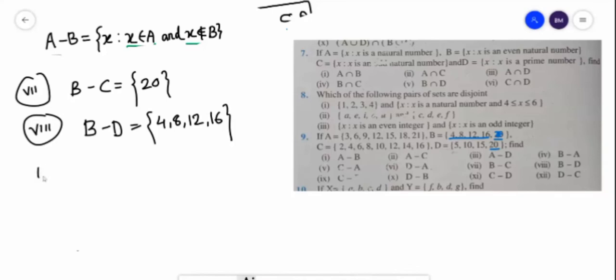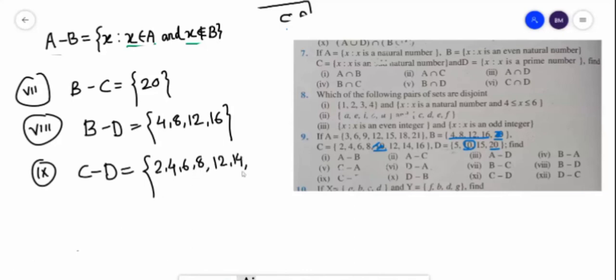Number 9, it is C minus D. Same thing, common element of C and D, remove from C. 10 is the only common element of C and D. So remove it from C, then it will be 2, 4, 6, 8, 12, 14, 16. This is C minus D.